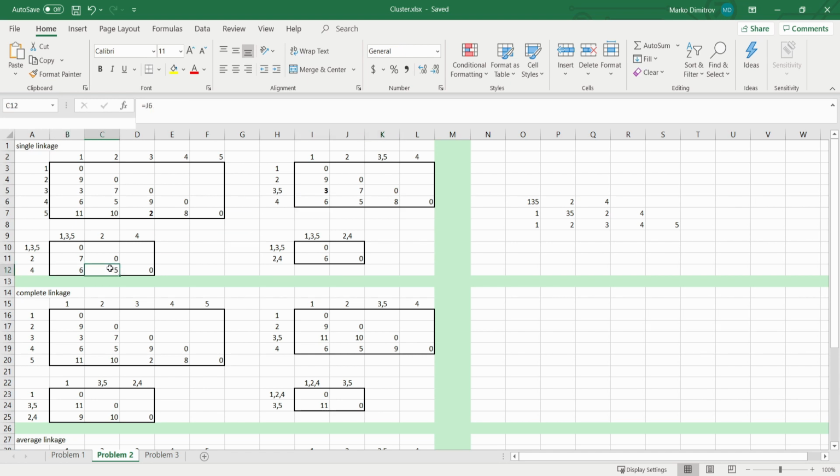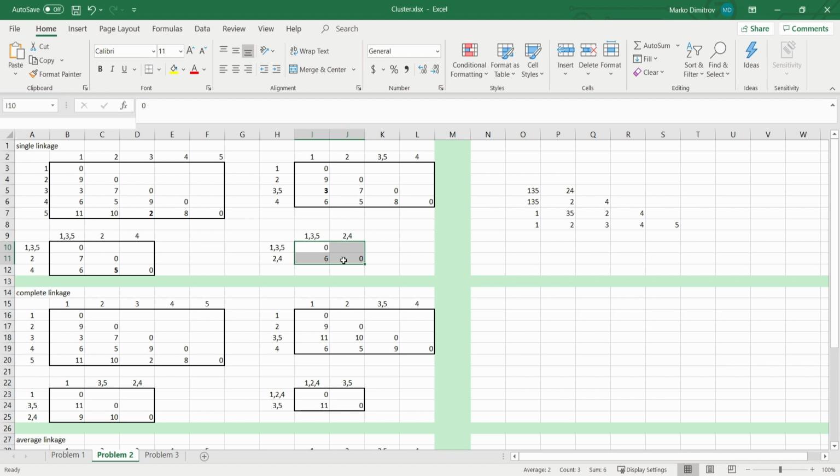Okay, and 4, 2 remains the same. The minimum distance in this distance matrix is 5. So we have 5, and we need to merge 4 and 2. So now 4 and 2 form one group, 1, 3, 5 form another one. Okay, and we repeat the process.